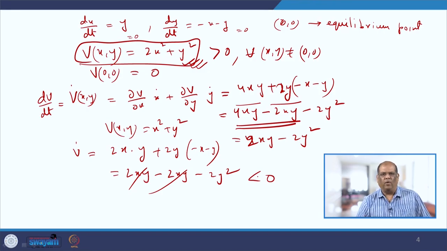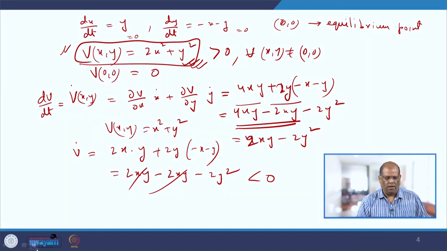So this is exactly what I was telling, that with one form of Lyapunov function you may get to prove the stability of the system, and with another form you may not. So you have to choose your Lyapunov function cleverly, such that all the conditions are satisfied.